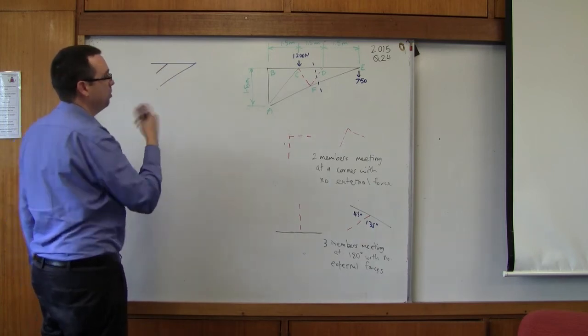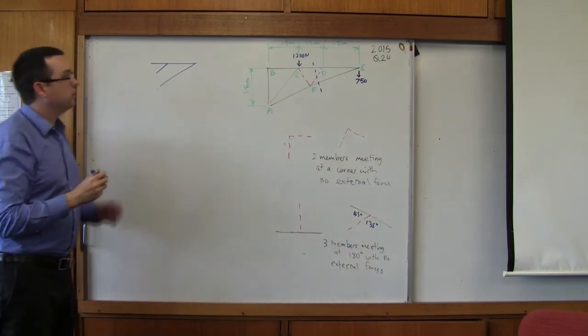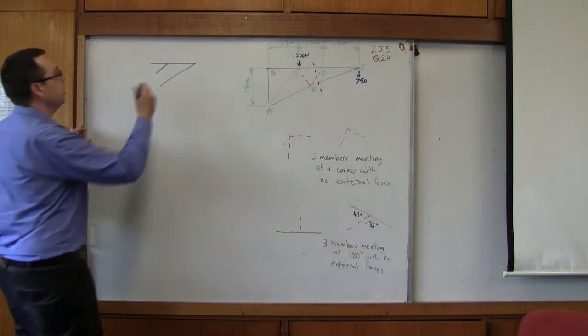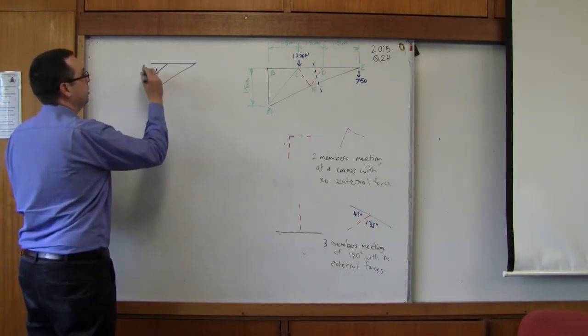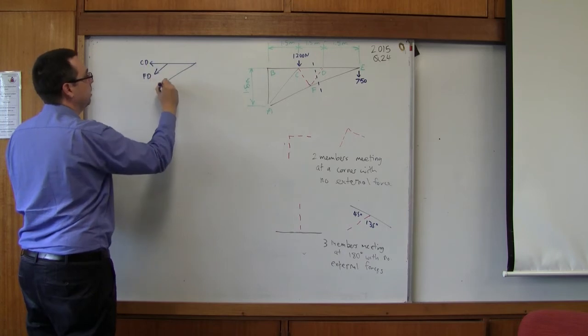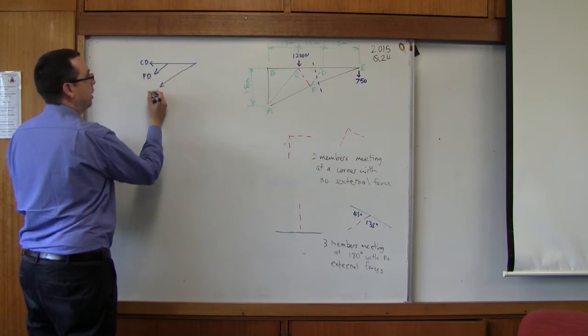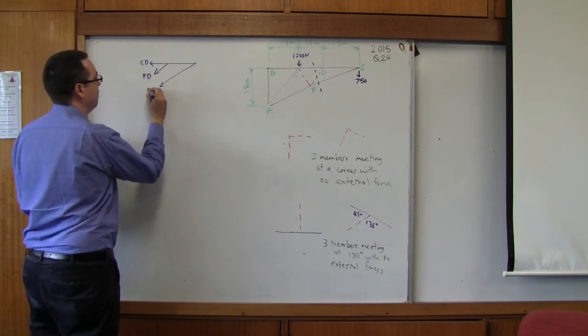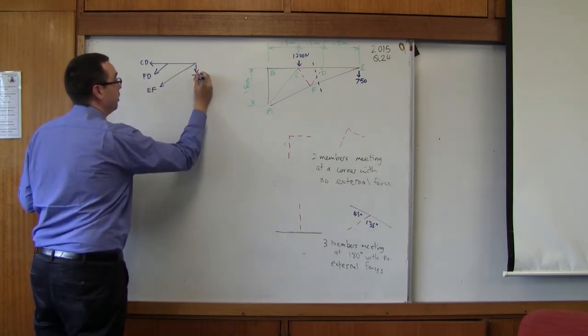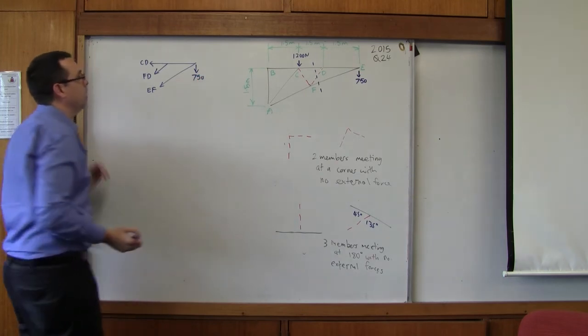That's what our cut looks like, something along those lines. Now, I'll label everything. So we've got, assuming tension, so assuming things are pulling out, FD. We've got CD. We've got FE, or EF. Okay, and we've got an external force of 750.